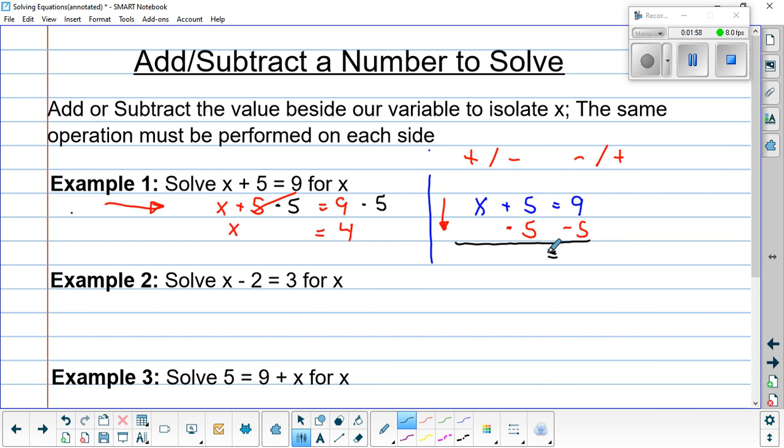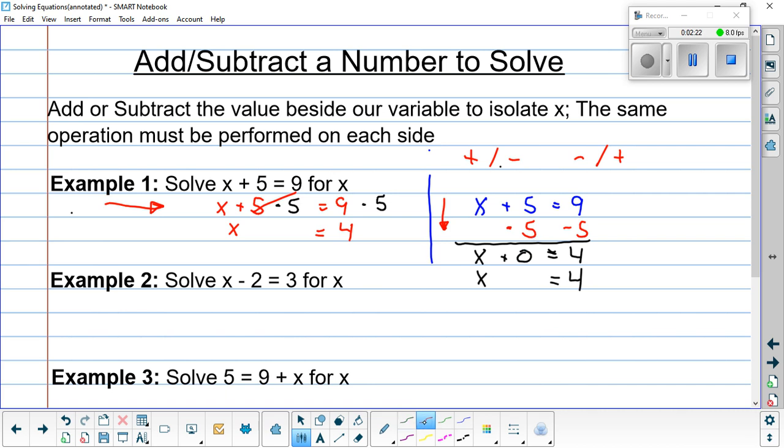Then we have x and nothing else, so we just have x here. 5 minus 5, we have plus 0, which is what we want. And 9 minus 5 is 4. So we can just drop that 0 and we get x equals 4. You don't actually have to include this 0 part, but it's just there to show the step. I will work downwards from now on because it's much easier.